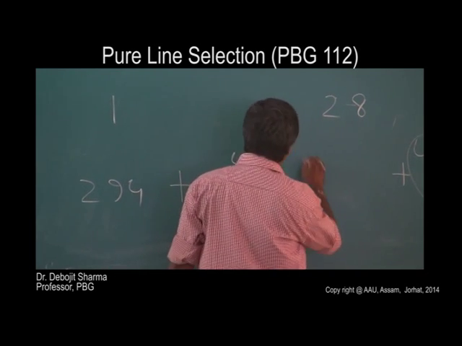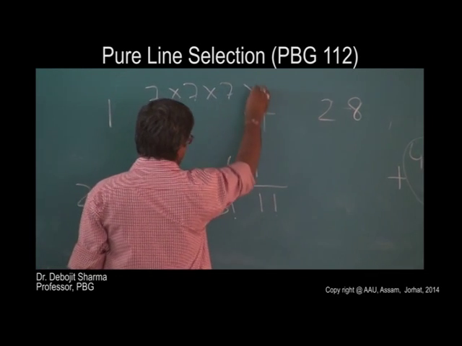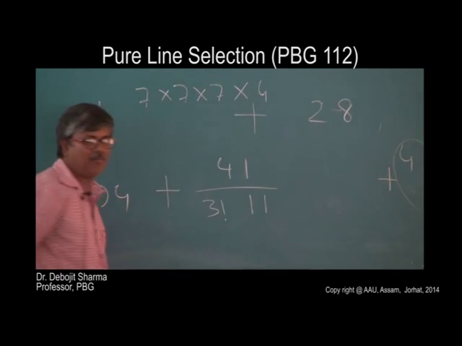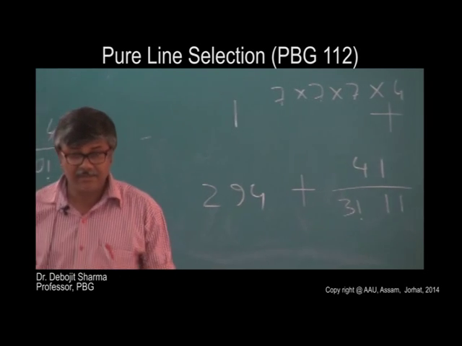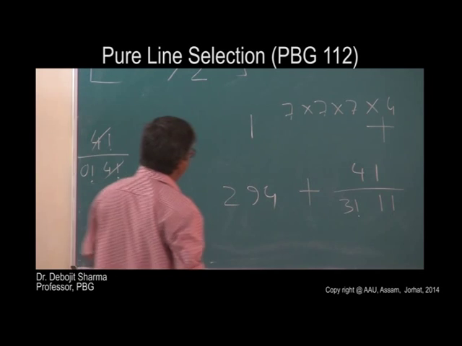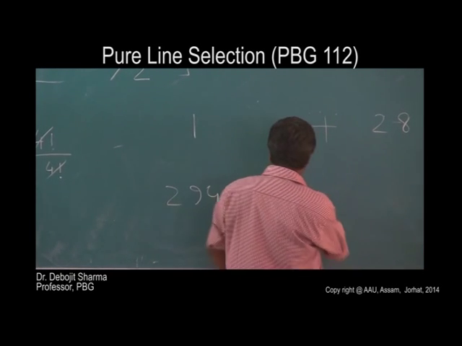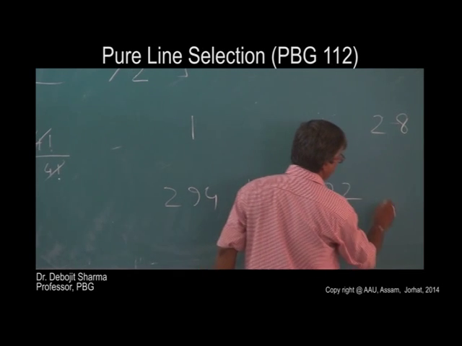And it will be 7 into 7 into 7 multiplied by 4. How much will it be? 1372. Good. This will be 1372.